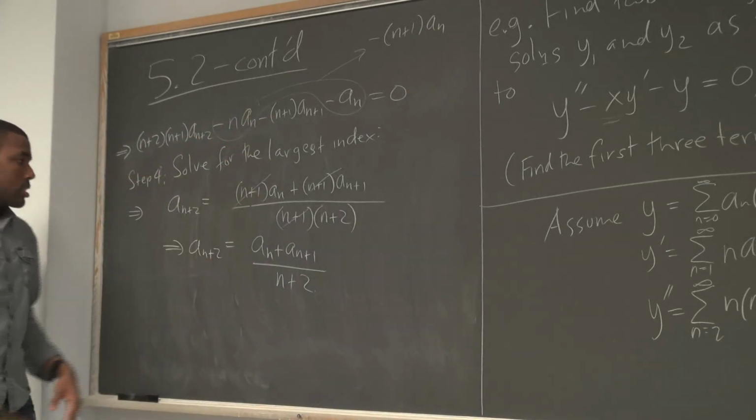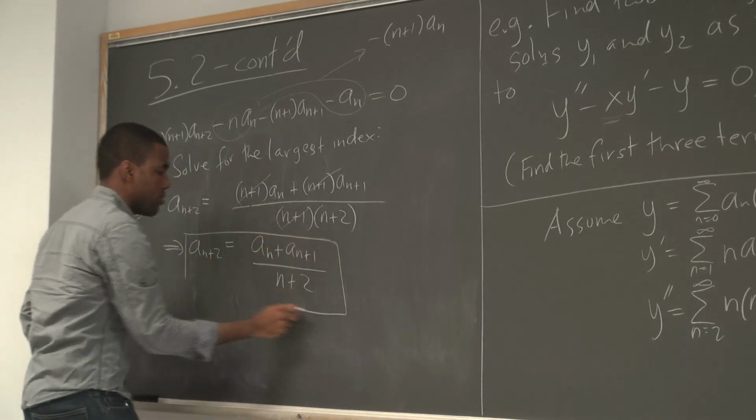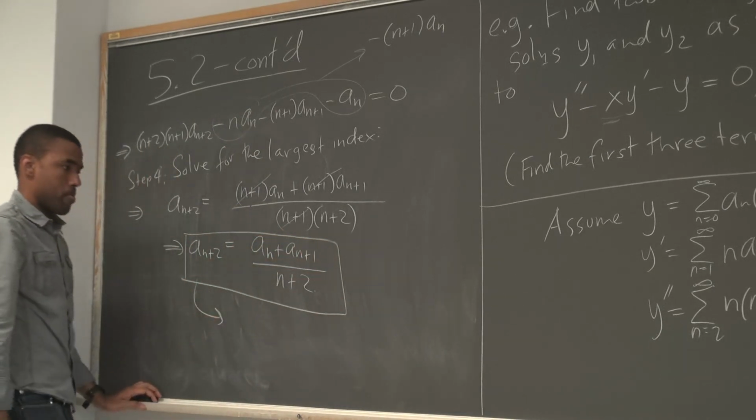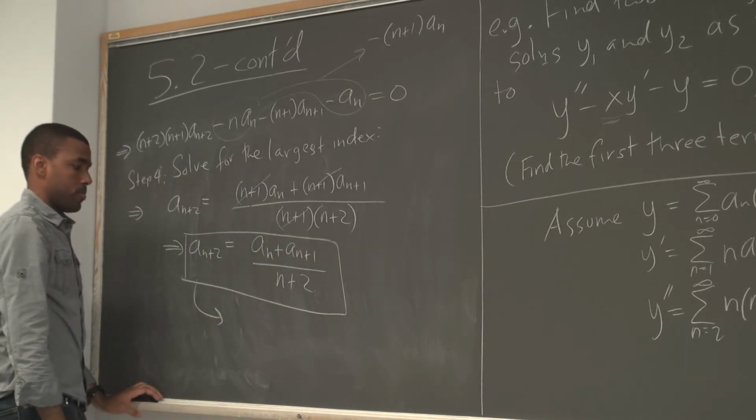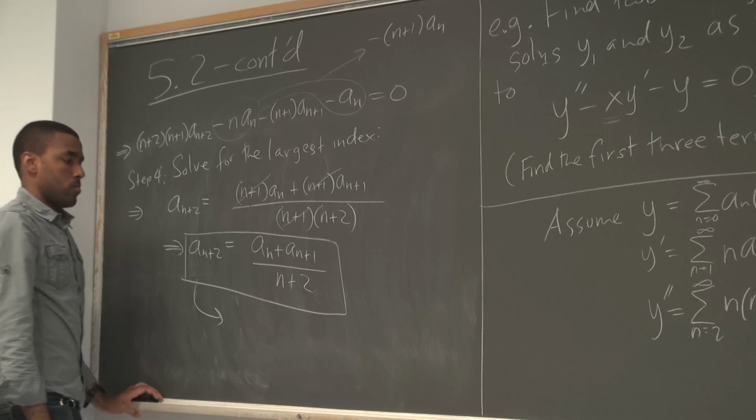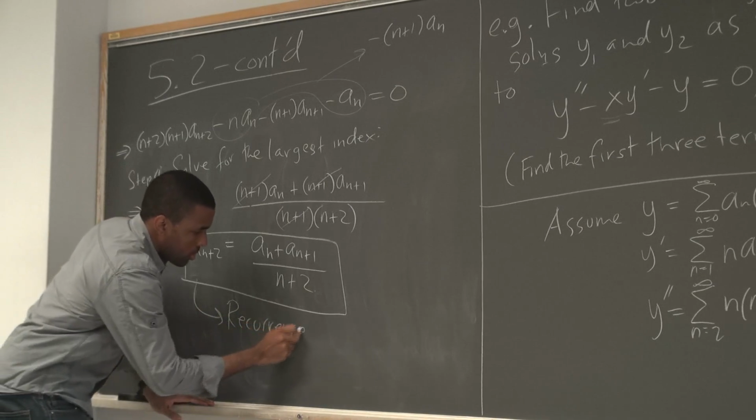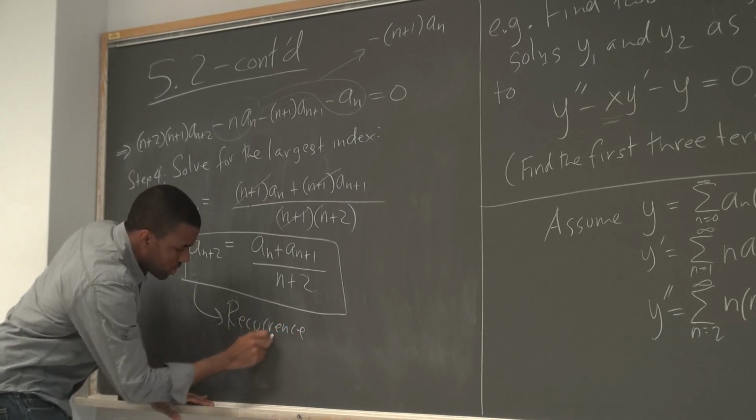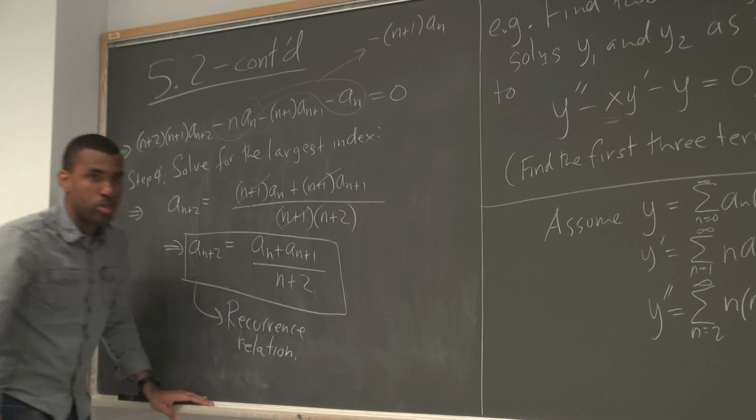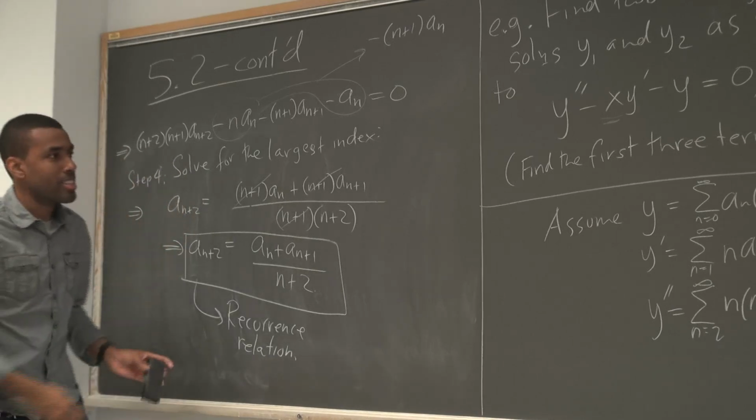So now this guy here, we had a name for this. This is called the recurrence relation. It's important to know what it's called because they just might ask you, find the recurrence relation.